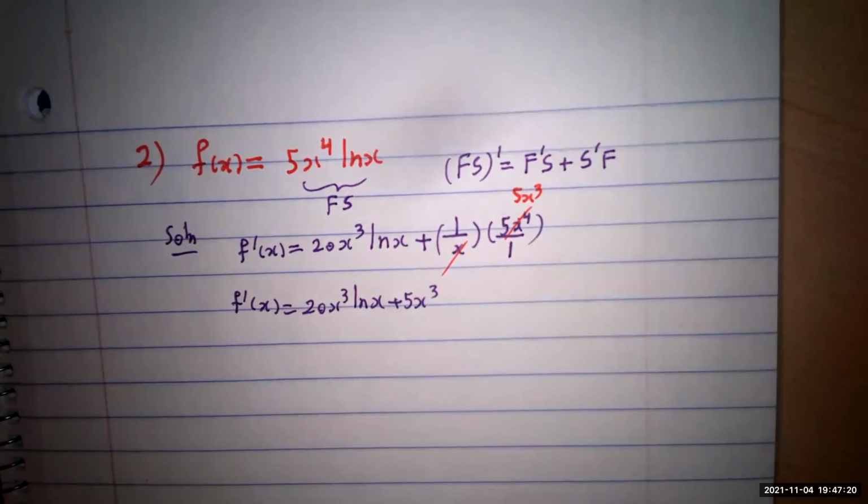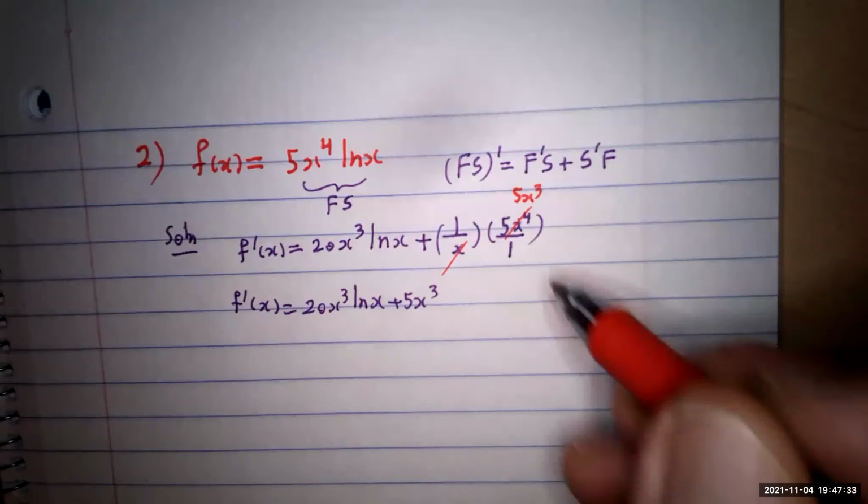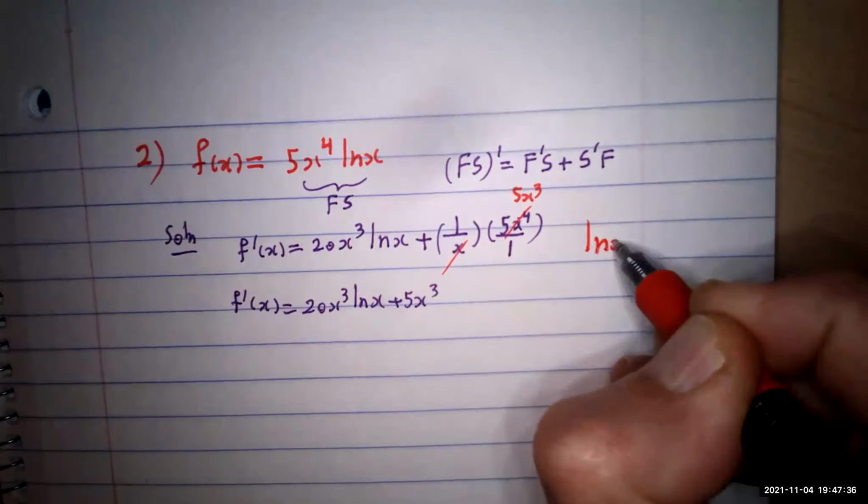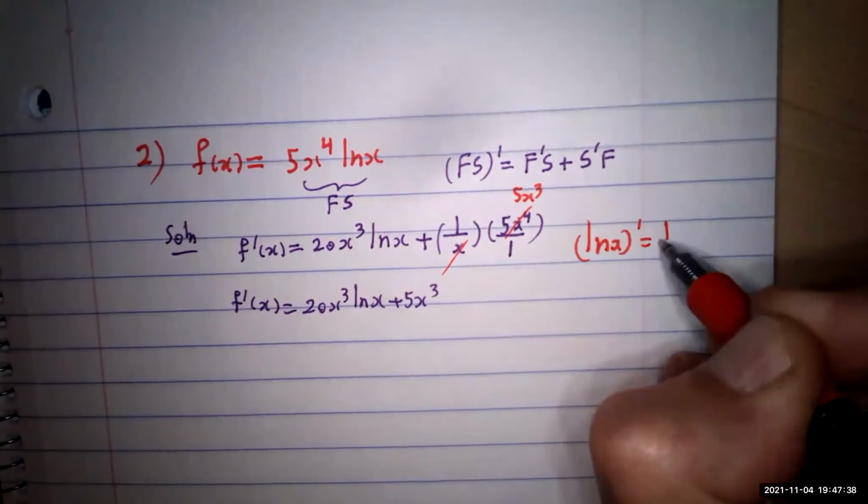Okay, what's the question? No, ln x is not equal to 1 over x. The derivative of ln x is 1 over x.